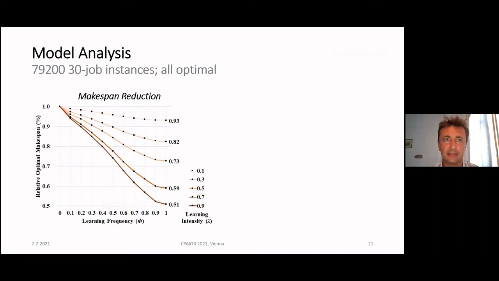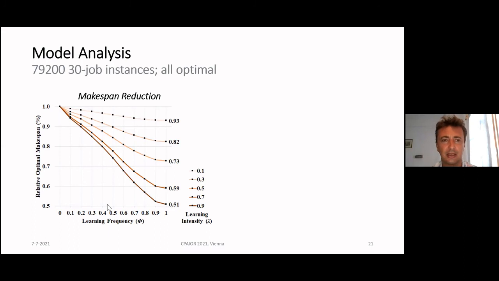We did an analysis of the model. We're not only interested in how to solve these problems, we're interested in the behavior of these models. Let's say on a restricted horizon, just looking at the test instances that we generated, the 30 job instances could all be solved to optimality. That's why we used those instances to understand what the learning potentials are, or what, let's say, the makespan potentials are. So let me quickly explain what this diagram shows.